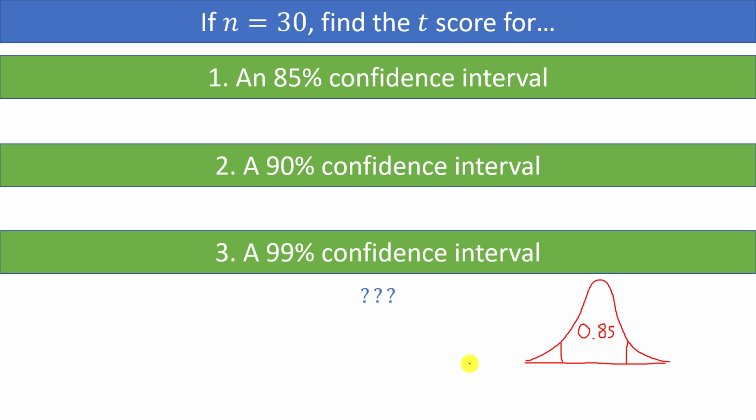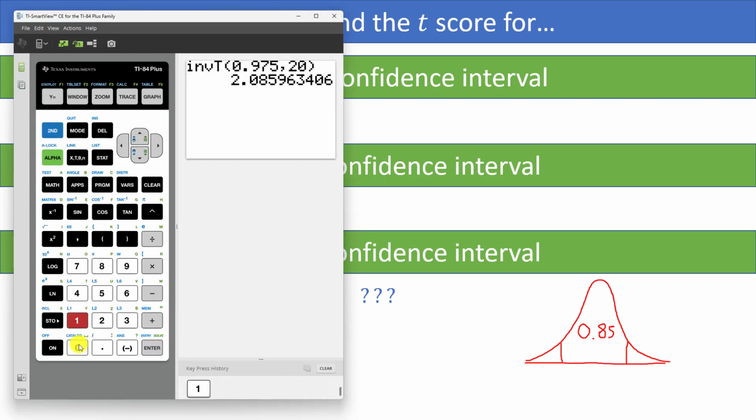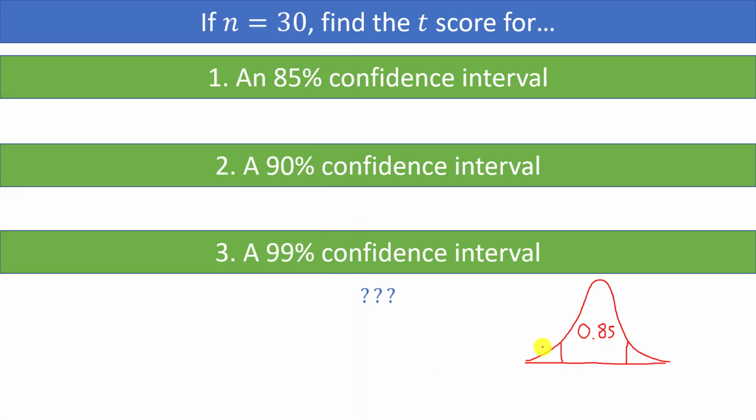And that's going to leave me with some area in each of the tails. Well, how much area is that going to be? Well, 100% should be the entire thing, or maybe I'll do 1. And I can subtract the area in the middle of 0.85. That's going to leave me with 0.15, but that needs to be split evenly into each of those two tails. So I can divide that number by 2 to get 0.075.